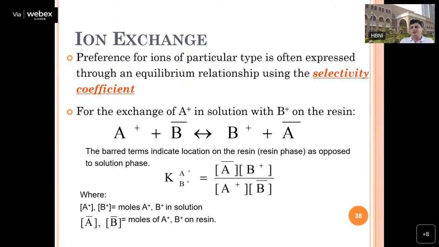And this is how the selectivity coefficient is evaluated. Basically, there is a simple equation: if you are using a cation exchanger or an anion exchanger, you have to write an equation for that. Then the distribution can be evaluated by evaluating this selectivity coefficient. This is termed K here.